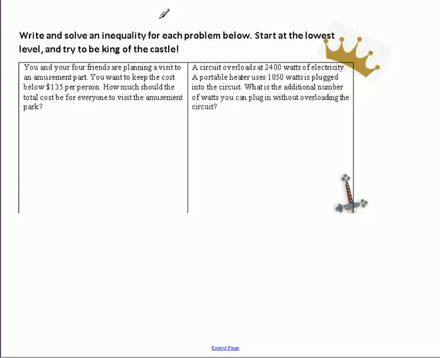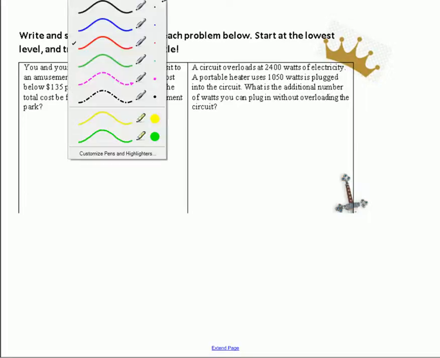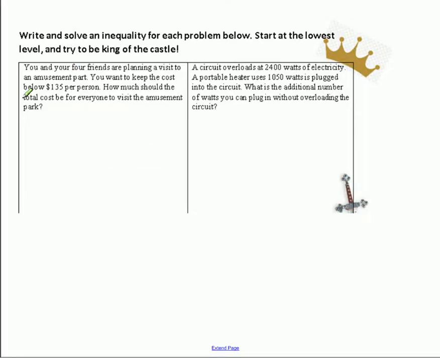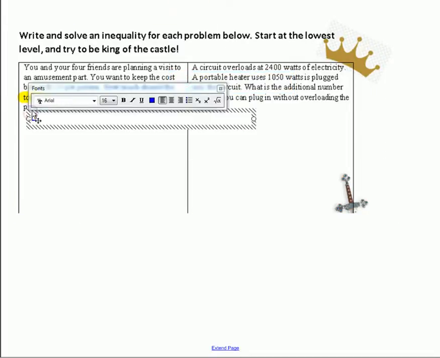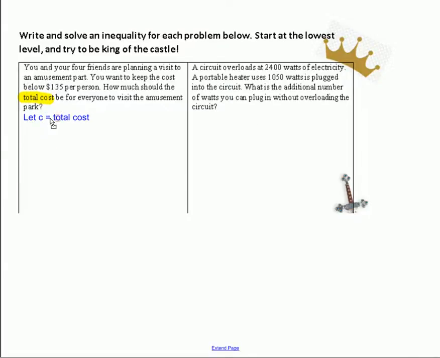All right, final 2 questions. You and your 4 friends are planning a visit to an amusement park. You want to keep the cost below $135 per person. How much should the total cost be for everyone to visit the amusement park? Okay? How much should the total cost be? That's going to be my let. We'll call it C for total cost.